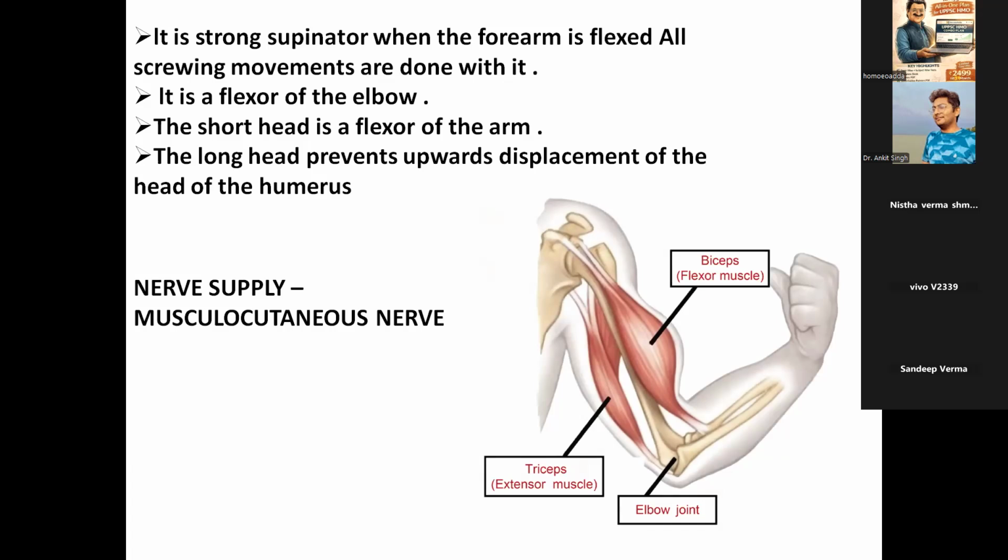Na? There are two heads, short head and the long head. Short head, that is a flexor of the arm, but the long head prevents displacement. तो लॉन्ग हेड मेक श्योर करता है कि ह्यूमरस जो है वो अपनी जगह पर प्रॉपरली रहे, उसका डिस्प्लेसमेंट ऊपर की तरफ ना हो जाए. ठीक है. तो बोथ हैव देयर ओन रोल्स, शॉर्ट हेड एज वेल एज अ लॉन्ग हेड. The nerve supply, just like coracobrachialis, over here is the musculocutaneous nerve.